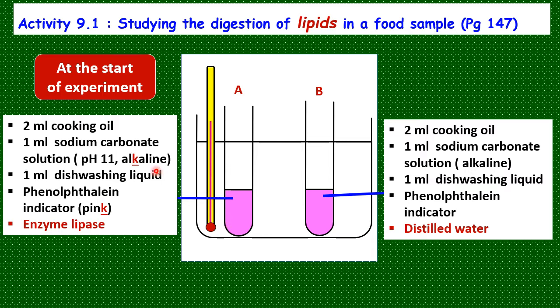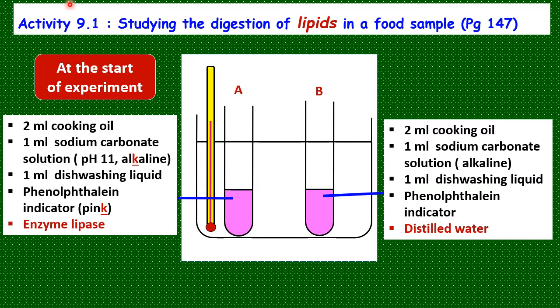Now think of the word pink, P-I-N-K, alkaline. There's a K here also. So phenolphthalein is pink in alkaline conditions. And then there's also the enzyme lipase added to digest or hydrolyze the lipids in the cooking oil. Now for test tube B, which is a control, all the contents are the same except for the lipase. There's no lipase in B, but instead there is distilled water. Right, let's look at the next.